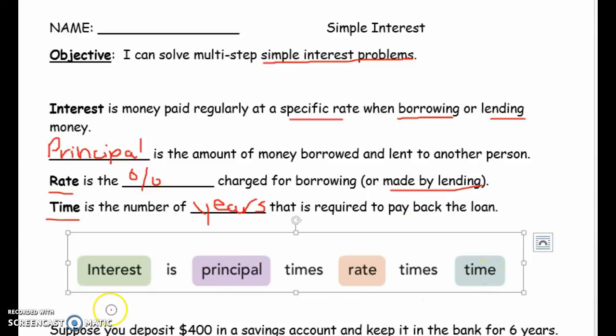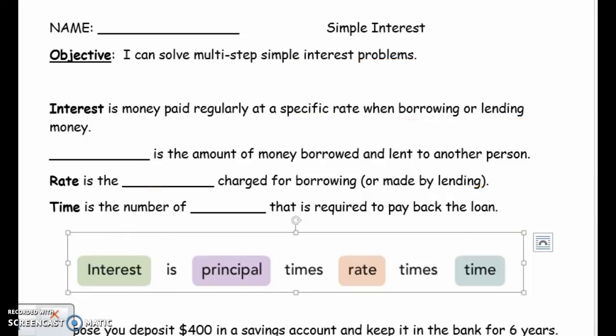So I want you to notice this. This is always going to be very important. Interest is, remember what is means? Equals. So we're going to call interest I. Oops, let me make this better. I equals the principal, P, times the rate, R, times the time, T. I equals P times R times T. I'm going to scroll down. Make sure you have this.